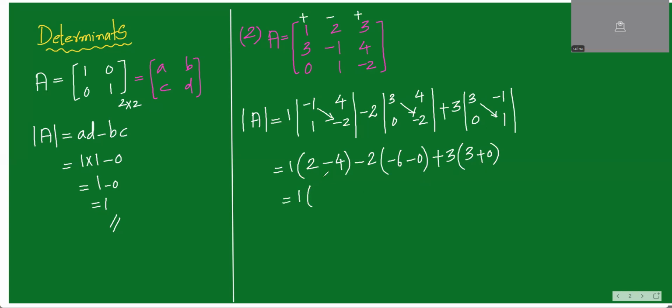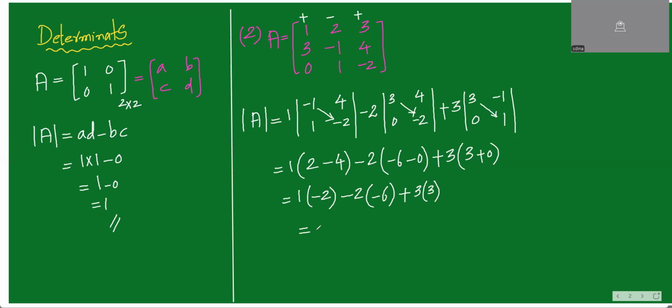1 into how much is it? Tell me, 2 minus 4 is? Minus 2. Yes, minus 2. It is 6, nothing but minus minus 6, 6 only. No need to subtract 0, no meaning at all. 3 into 3 is 3, because 0 only.